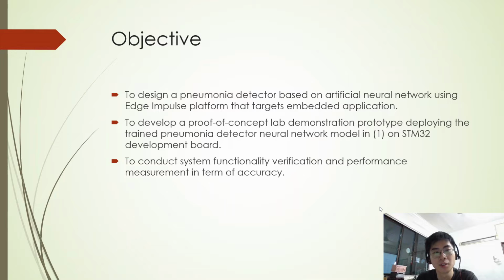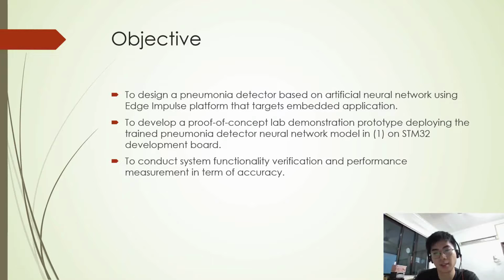Based on the problem statement, our objective is to design a pneumonia detector based on an artificial neural network using the Edge Impulse platform that targets embedded applications. From that, we will develop a proof of concept lab demonstration prototype by deploying the trained pneumonia detector neural network model onto an STM32 development board. After that, we will conduct system functionality verification and performance measurement in terms of model accuracy.